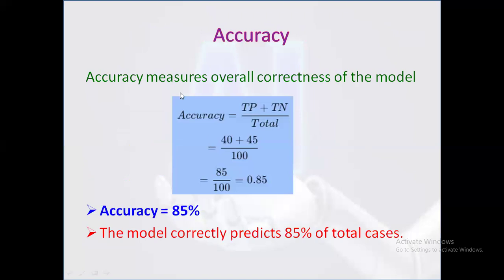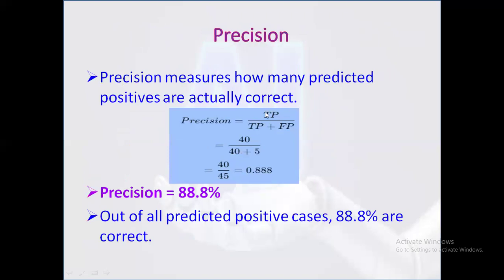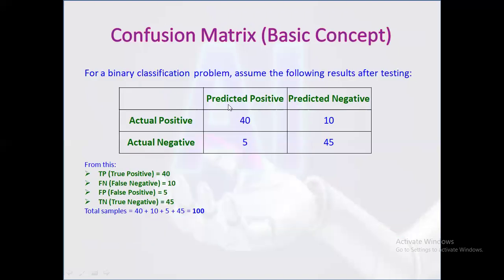Next one is the accuracy. The accuracy measures the overall correctness of the model. In the given example, the model achieves 85 percent. Accuracy is given by the formula true positive plus true negative divided by all values we have to take into account in the table: true positive, true negative, false positive, false negative.